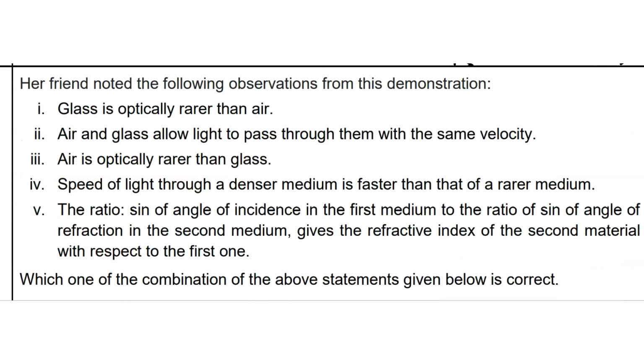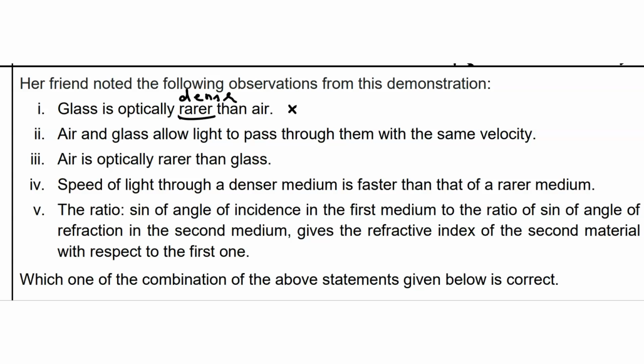Her friend noted the following observations from this demonstration. So you know the case. This is a lateral shift on refraction in a glass slab, right? The emergent ray is going to get laterally shifted compared to the incident ray. So the first statement is: glass is optically rarer than air. No, glass is optically denser than air.